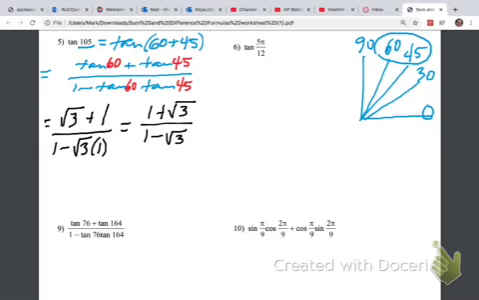Now this is an answer, but it is not an acceptable answer, right? We have a radical down in the denominator here. So how do we get rid of a binomial with a radical? We multiply it by its conjugate. So what is its conjugate here? 1 plus root 3, and that'll get rid of the radical in the denominator. Of course, we will have a radical in the numerator, but that's okay.